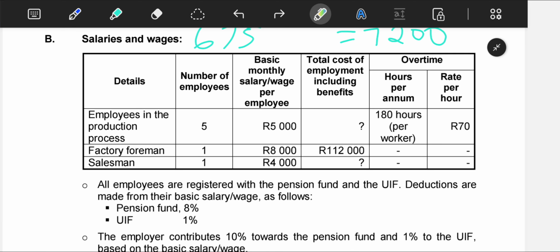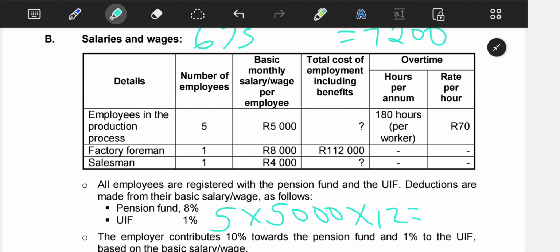And you must be very careful, okay? This is a monthly rate, meaning that you still have to multiply by 12. The examiner sometimes can give you an annual rate, so you have to be very careful of that. And then, so far, we know that we have to say 5 multiplied by 5,000 multiplied by 12. And then you're going to get your basic salary.